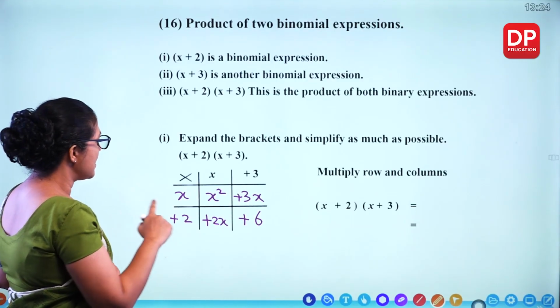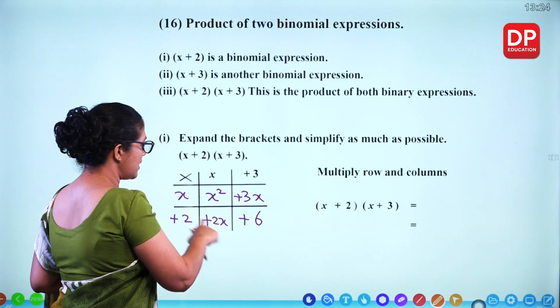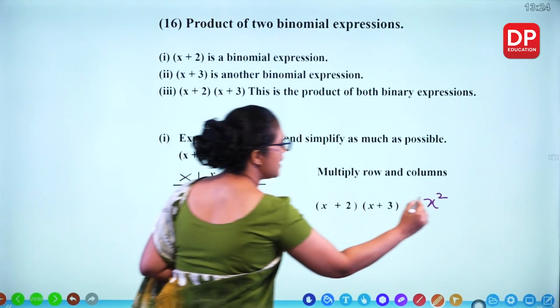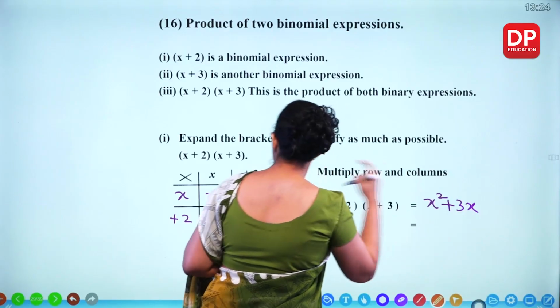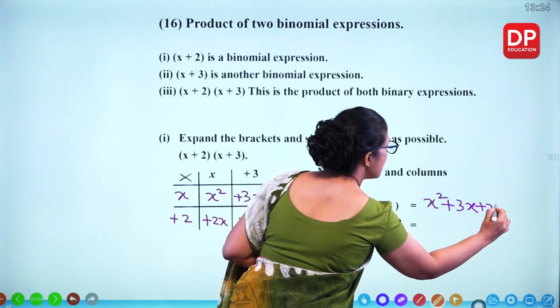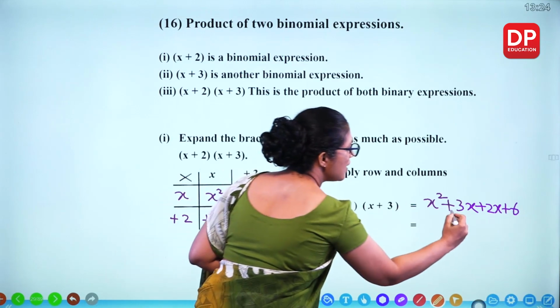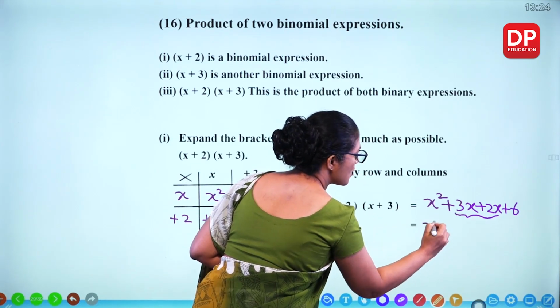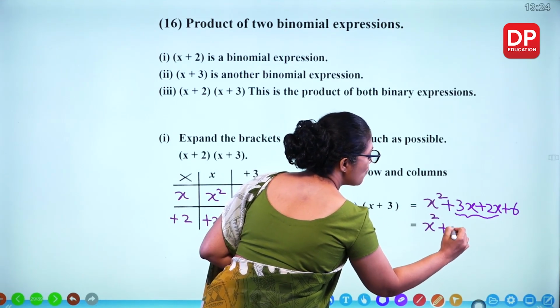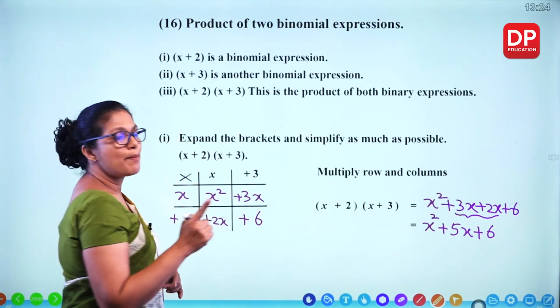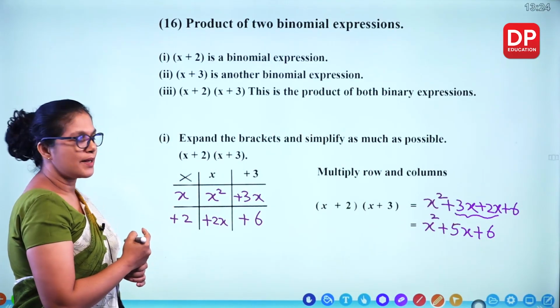So what's the answer? When you multiply using this method, you get x squared, 3x, 2x and 6. Now simplify. I can simplify these two terms, 3 and 2, 5x plus 6. So that's how we can multiply using this method.